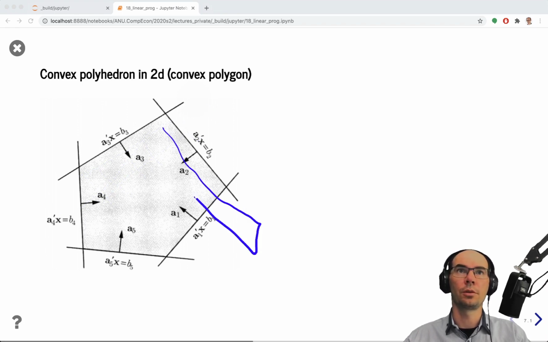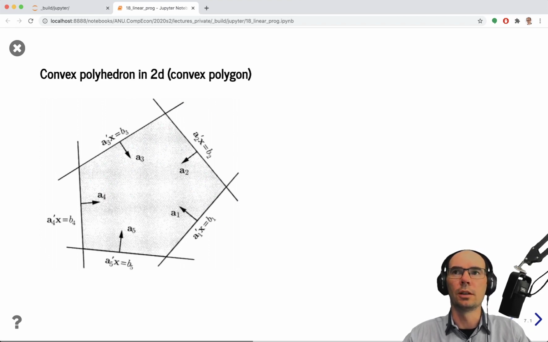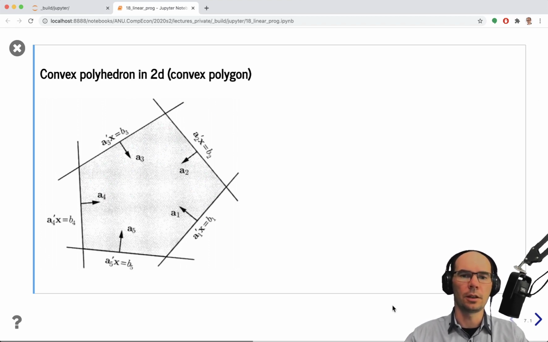Everything to this side of this other line, A2x less than or equal to B2, will be on the side which would be allowed, would be admissible. And considering all of the rows of matrix A, we can see that the set of admissible x's forms a convex polygon, in 2D. And we have to find an x inside of this set which maximizes the objective function.